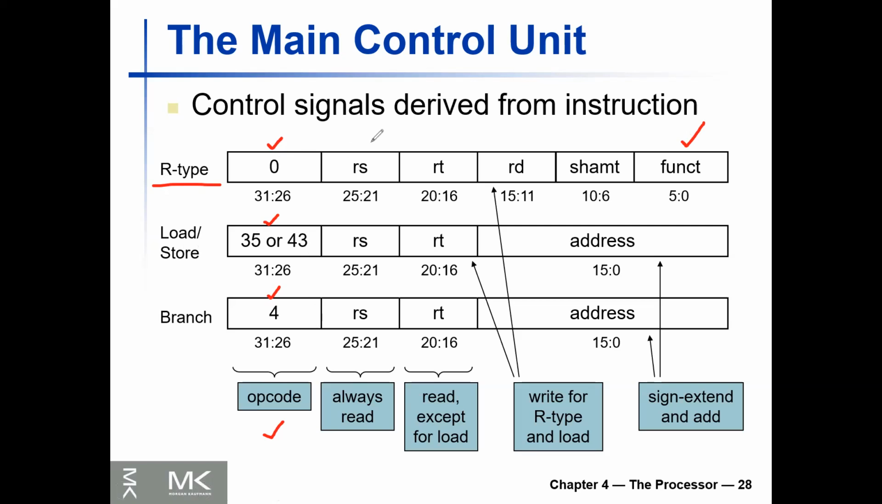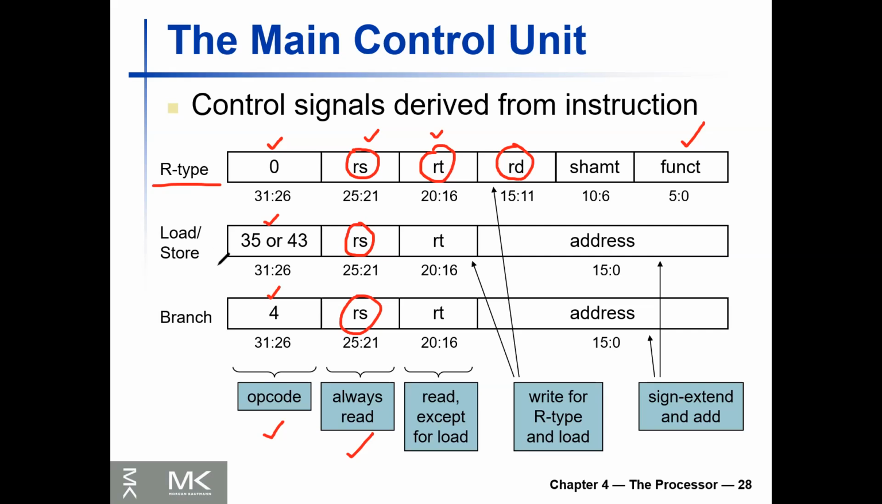Now the second field in R type is basically, what is that one? Source one, which is always read. Even in load, it is a source which is always read. Getting the point? It is always read. We have to read this one. The third one here in R type is, what is that? The second source. Remember this one? First source, second source, and then the destination is here. You know very well the R type instruction format.